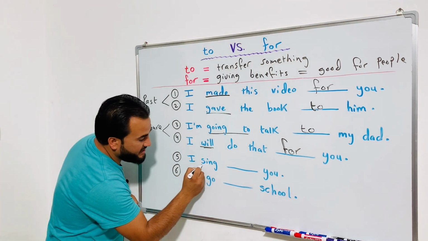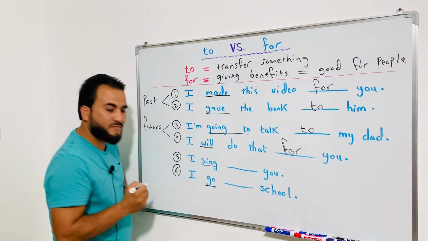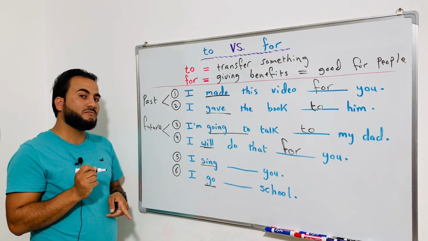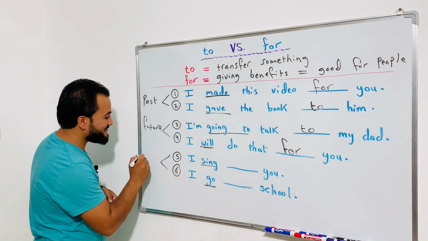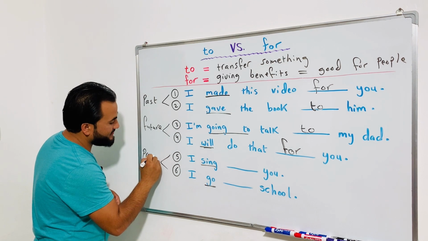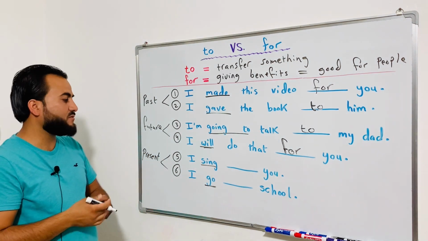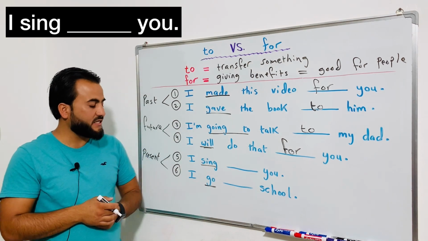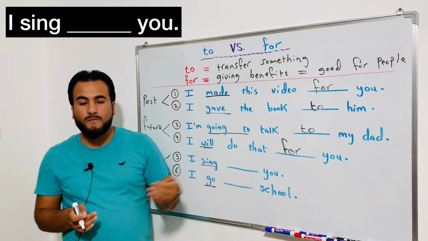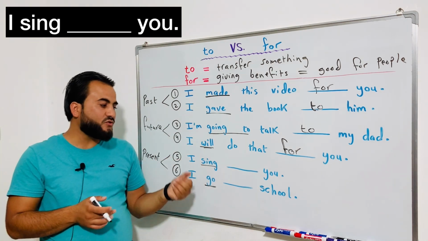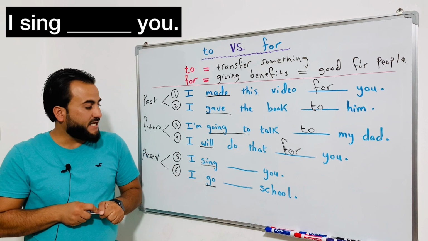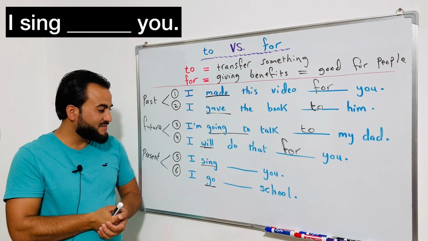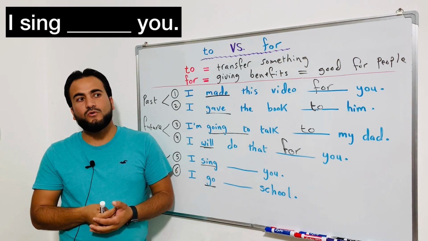We have sing and go. These two sentences are in the. What do you think? Sing and go. They are in the present. Okay. Present simple, of course. Okay. I sing. What do you think? To you or for you. يعني أنا بغني لكم أو بغني لك. Okay. So I sing to you or for you.